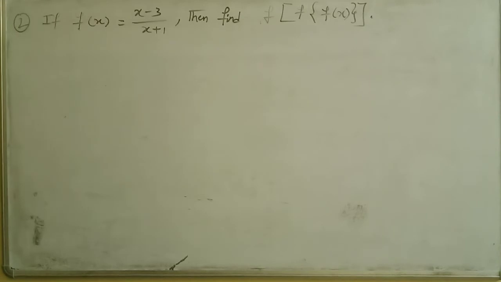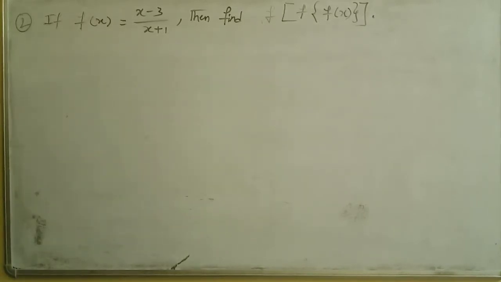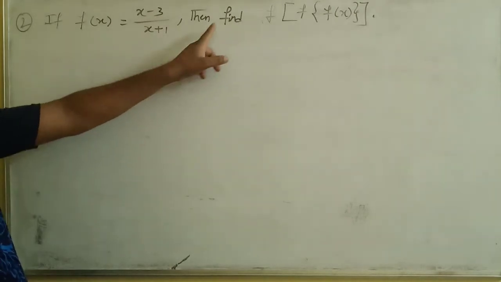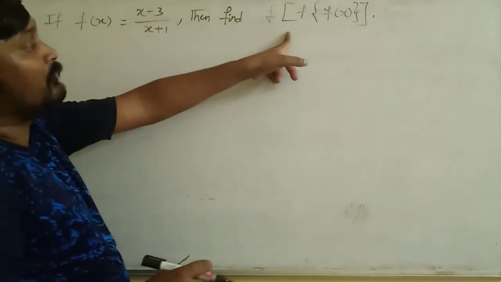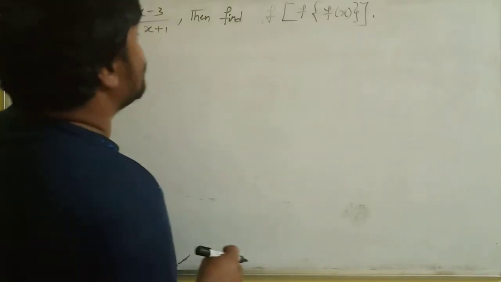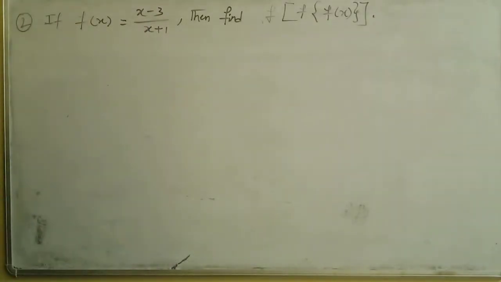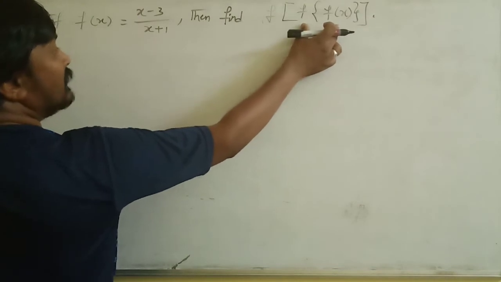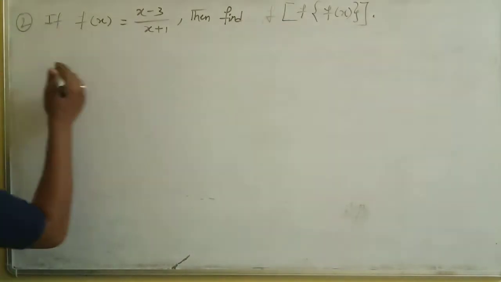Now this is your second problem. If f of x is equal to x minus 3 upon x plus 1, then find f of f of x. This is a 2 mark question, and it is very important from your examination point of view. So let's move on to the problem. First, we have to complete this bracket one, and then go for the next.